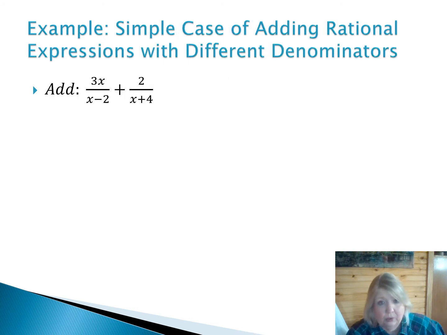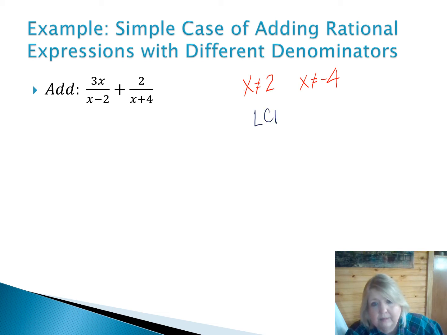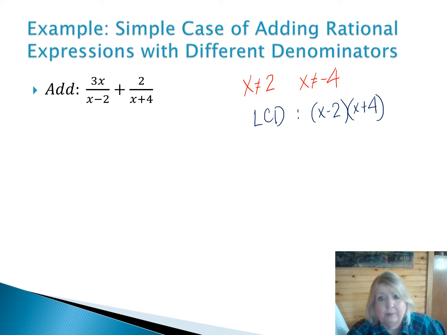One more example of adding with different denominators. First, I'm going to change my color to red, and I'm going to say don't let x be 2, because if you do, the fraction on the left becomes undefined. And I'm going to say do not let x be negative 4, because that would make the fraction on the right undefined. Now my least common denominator is going to be rather simple this time. The left-hand fraction has x minus 2. The right-hand fraction has x plus 4, so the least common denominator is going to be the product of those two because they're relatively prime.